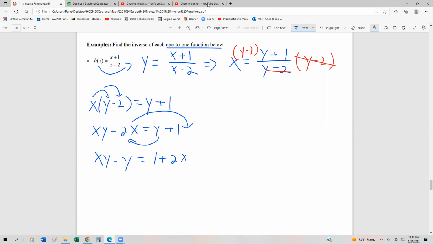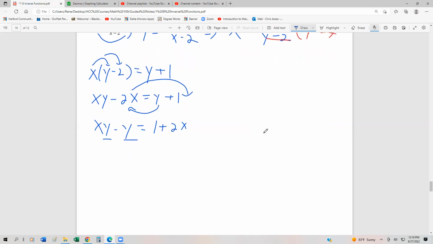Okay? Now here's the tricky part. These both have a y in them and they're on the same side. So what I'm going to do is factor out the greatest common factor of y. That's going to leave me with x minus 1. And if you don't trust that factorization, you can always just go through and try to distribute again. So that's going to be x minus 1 times y is 1 plus 2x.